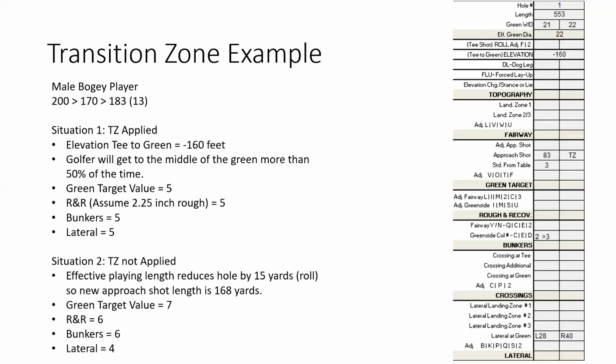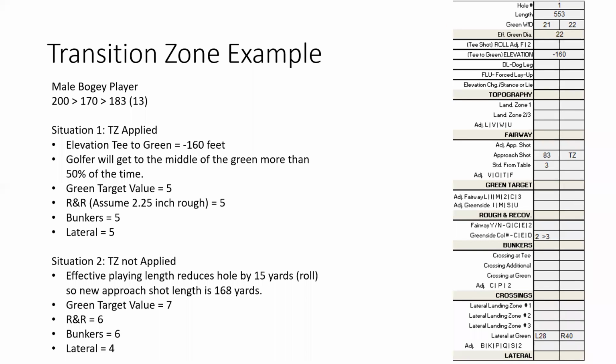So let's stay with this example here. In this example, we're assuming that the golfer is going to get to the center of the green more than 50% of the time. So in this case, we don't have to worry about that 10 yards. If we thought it was going to be less than 50% of the time, then we would go 10 yards short and do our evaluation there. So I think the key is that we're using this 183 yard number to get our lateral.